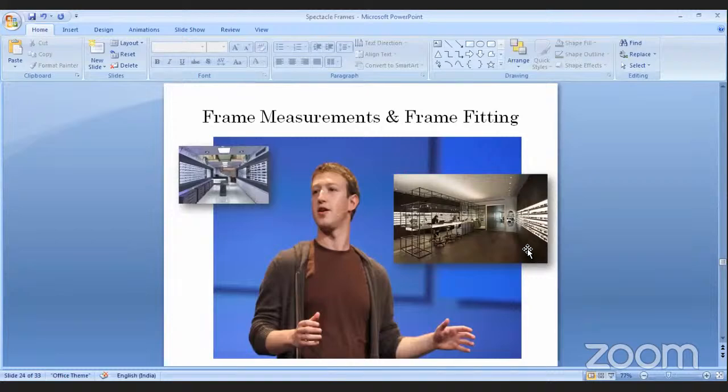So this is about selecting the ideal frame based upon the ideal face and the lens prescription. Now we'll talk about frame measurements and frame fitting.